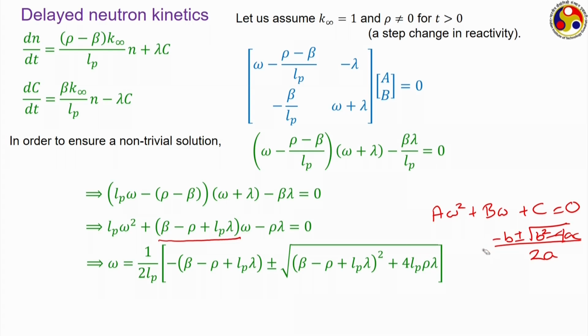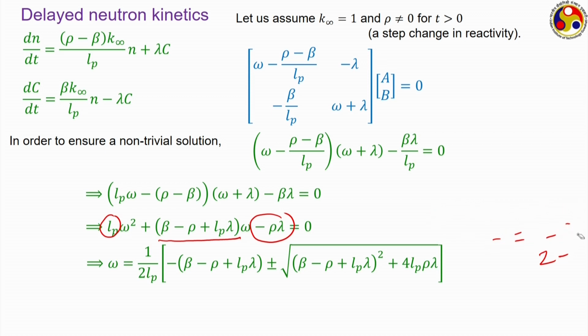Here, if we follow the equation, capital A refers to LP. Actually, I should have used capital B here. This is capital B, this is capital A and C, and this also is 2 of capital A. So, in this equation, capital A refers to LP, B refers to this underlined quantity, and C refers to minus rho lambda. So, we put them together and then we got the solution for this omega.